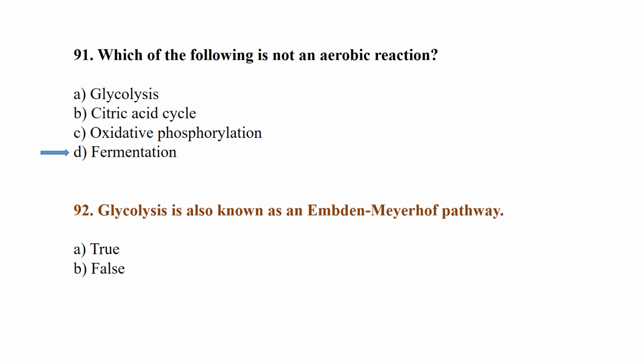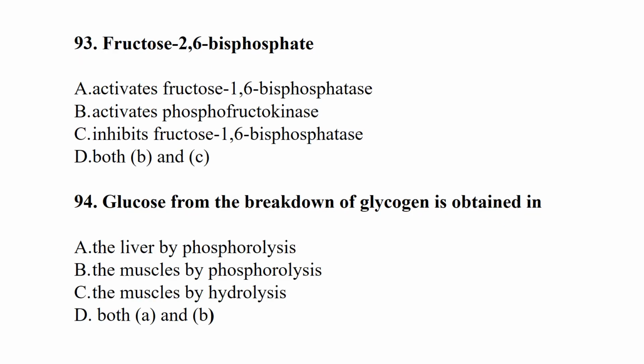Glycolysis is also known as the Embden-Meyerhof pathway. Yes, it is true. इसको EMP pathway भी कहते हैं. EMP, Embden-Meyerhof pathway. Fructose 2,6-bisphosphate, both B and C, activates phosphofructokinase or inhibits fructose 1,6-bisphosphatase.